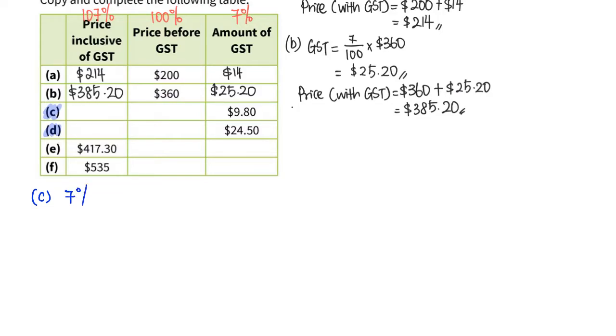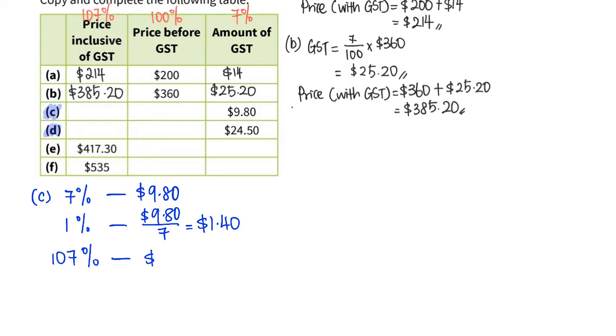That means 7% represent $9.80. 1%, I just need to divide by 7. That will give me $1.40. So price that includes GST represent 107%. So I just need to multiply by 107. This will give me $149.80.